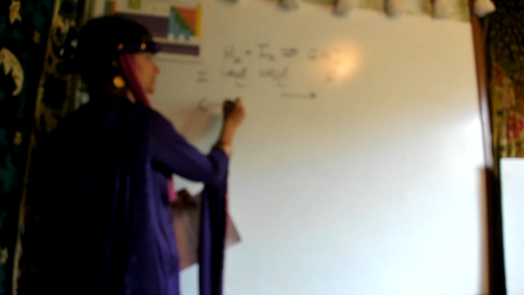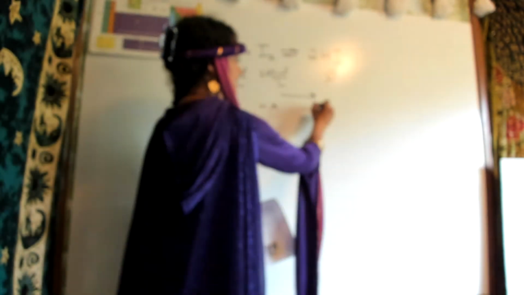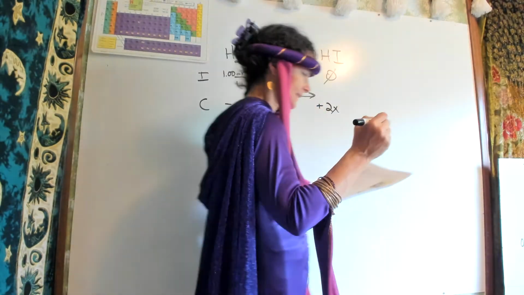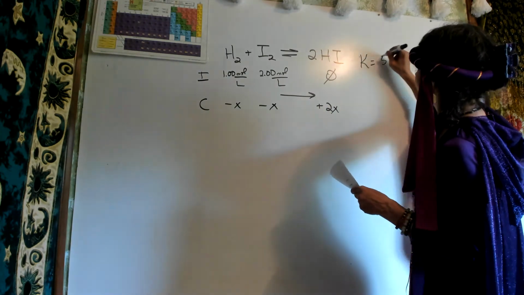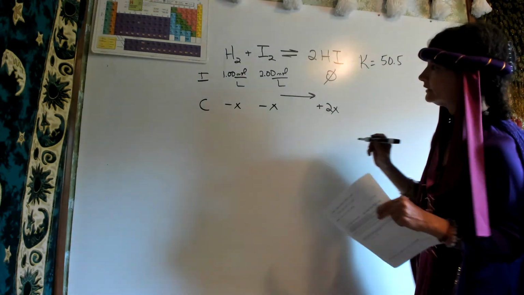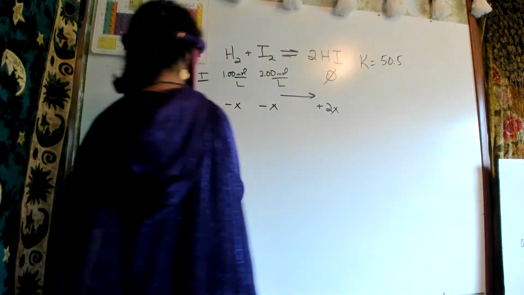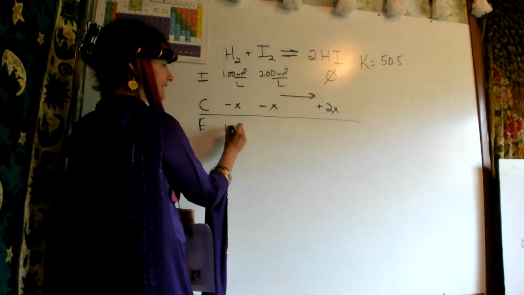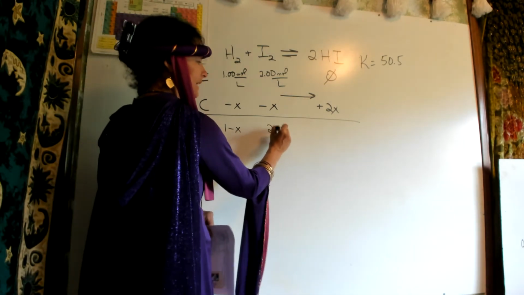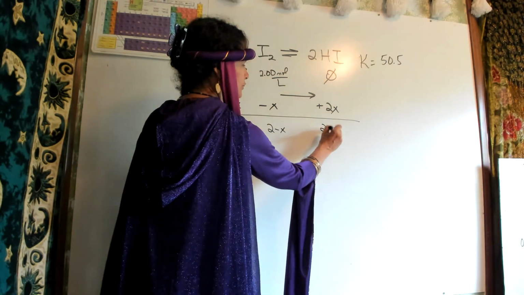So my change, these are my minus x. This is my plus 2x. I gave you a value for K, 50.5. So at equilibrium, this is going to be 1 minus x. This is going to be 2 minus x. And this is going to be 2x.